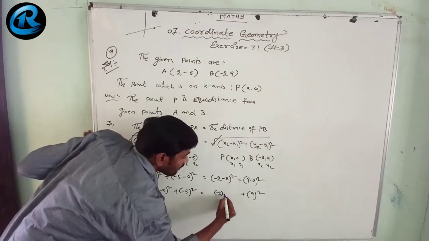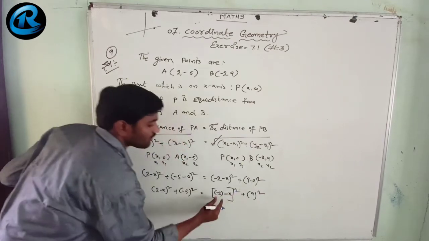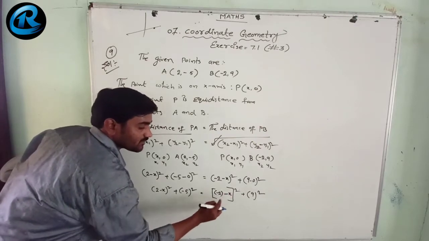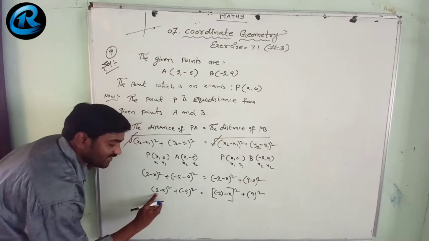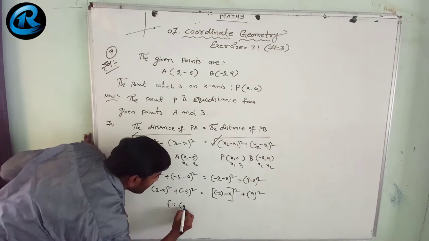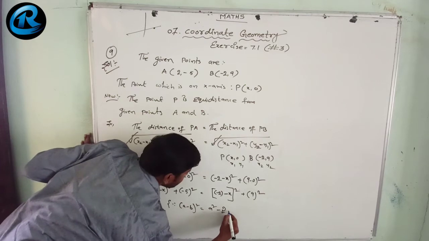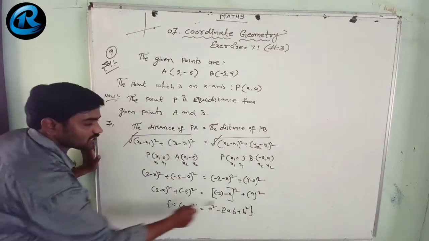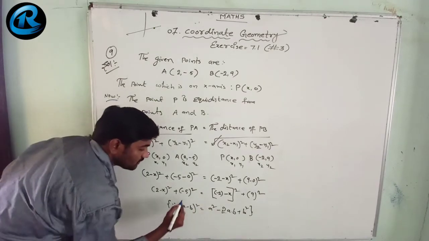Minus 2 minus x whole square. Minus 2 is separate, so this is a and this is b. A minus b: a value is minus 2, b value is x. Here we use the formula: a minus b whole square equals a square minus 2 into a into b plus b square. Let us apply the same formula on either side.